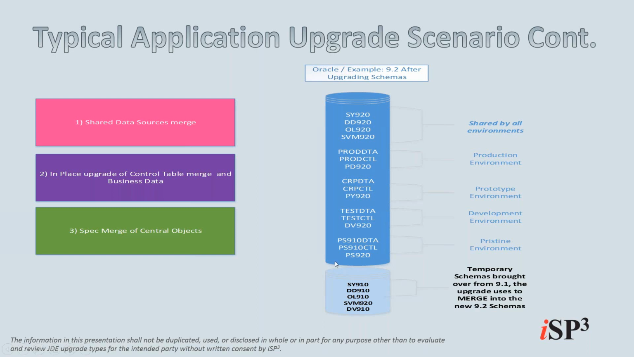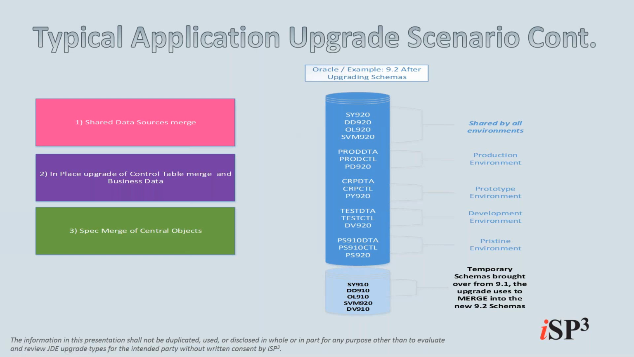Once you bring that over, the very first thing that happens during that first upgrade environment is it merges the shared data sources. I've got this little database down here, or these are the schemas in Oracle that are being used. This is what we pulled from the 9.1 side, so they're temporary. Then the shared data source merge pulls from here, SY910, DD, OL, a little bit of SBM, but not much. It pulls what it needs to and merges it into the 9.2 side.